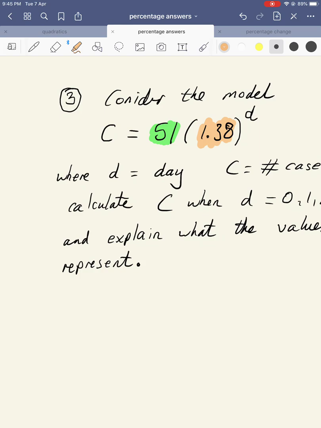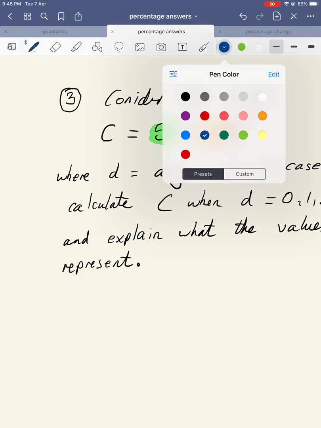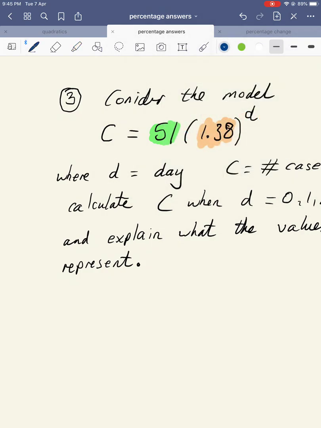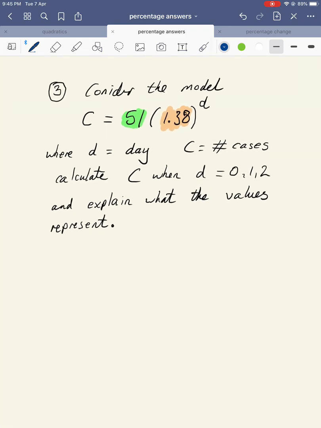Okay, first of all, we're not going to think too deeply. We're just going to go and do what the question asks us. It says calculate C when D equals 0, 1 and 2. We also want to know when it's 3 as well. Okay, so let's try it. C equals 51 times 1.38 to the 0. Well, that's 51 times by 1, because anything to the power of 0 is 1, so that's 51.